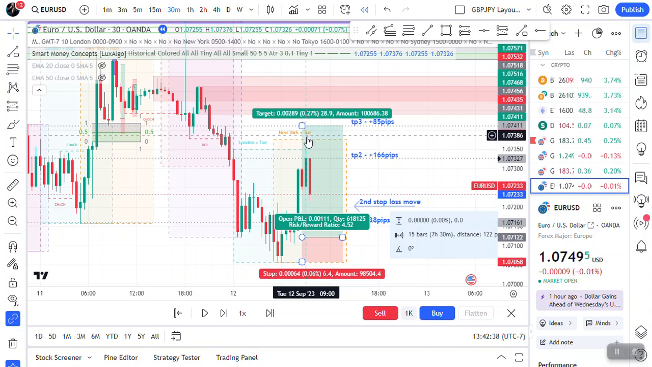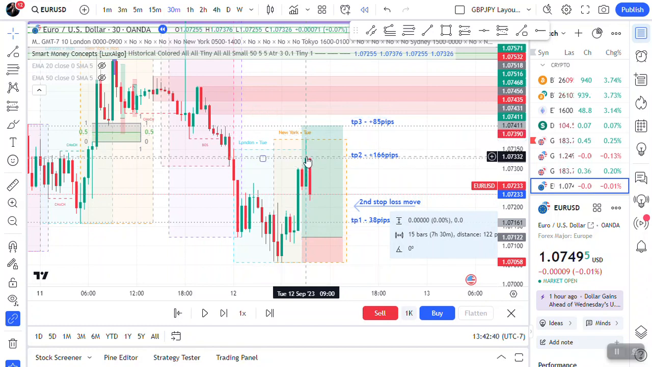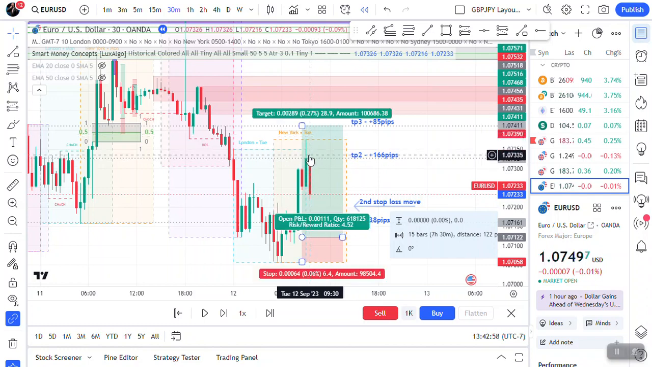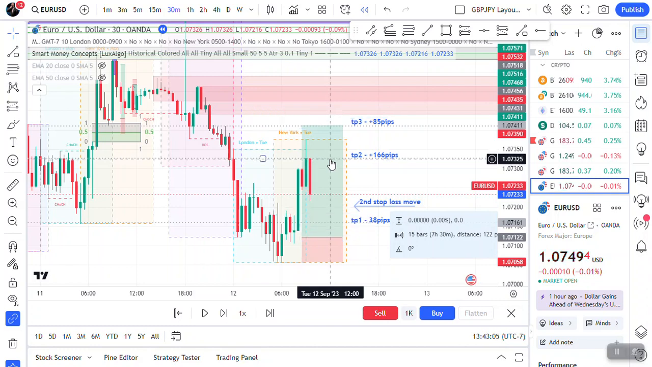It went through my TP2 here, and at this point, I closed out half of the trade. I was running 7 lots, and I partially closed out the trade down to 3.5 lots. So the move from here to here was 204 pips, and I closed out half of that, which was 102 pips.